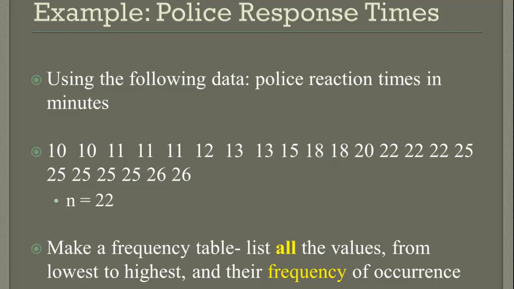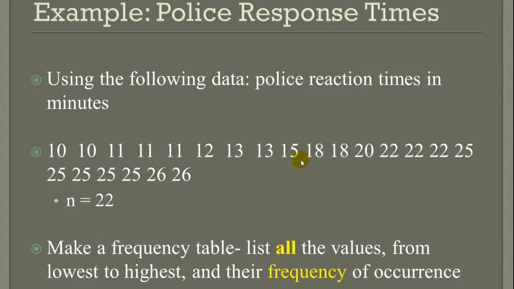In this example, let's say we're using police response times to calls for service. How long does it take the police, in minutes, to respond? Now, I gave a couple of values here, 22 altogether, so we have an n of 22. These are each representing different calls for service and how many minutes it took the police to get there. Now, I completely made these numbers up, and hopefully our police are doing a lot better than the numbers I made up here.